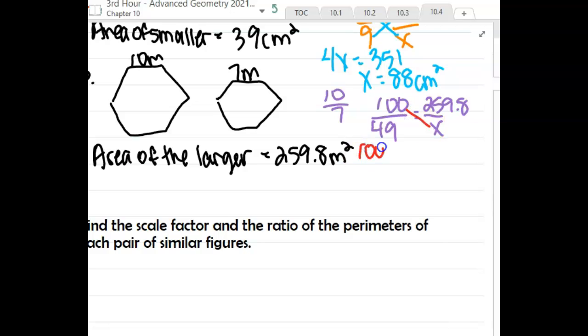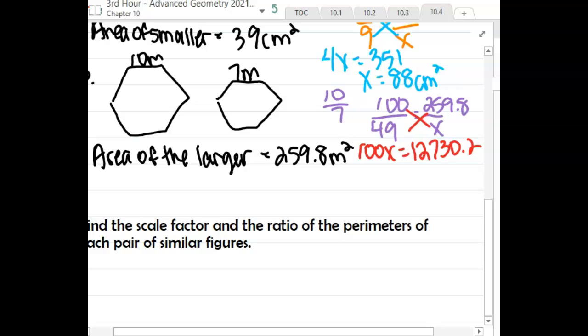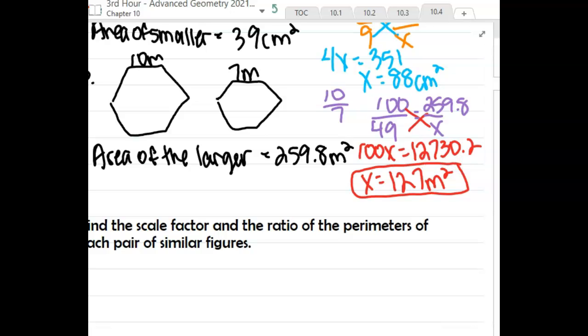And then do the same thing. 100 times x is 100x. 49 times 259.8 gives you 12,730.2. Divide by 100 and round to the nearest whole number, we get 127 meters squared. Questions on those ones?